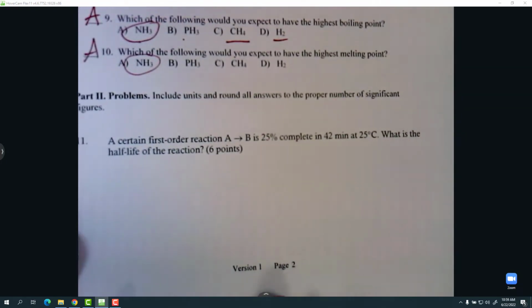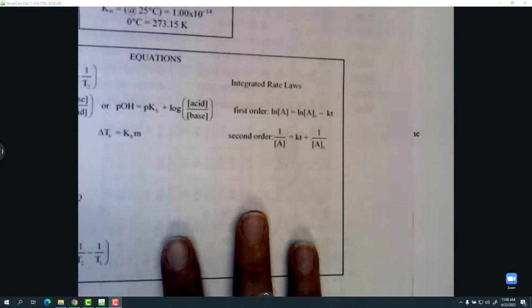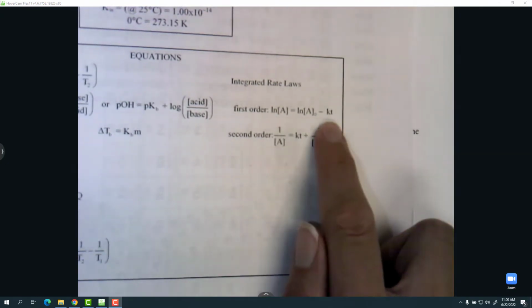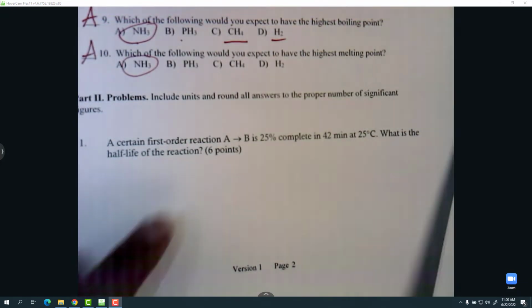A certain first order reaction A to B is 25% complete in 42 minutes. What is the half-life of the reaction? All right, let me just pause this video and find my equation sheet so I can show you what you'll have available. All right, of course, as soon as I paused it, I found it right away. So you will have the rate laws here. So here's the rate law that I can use to help me with this one. It's a first order reaction.